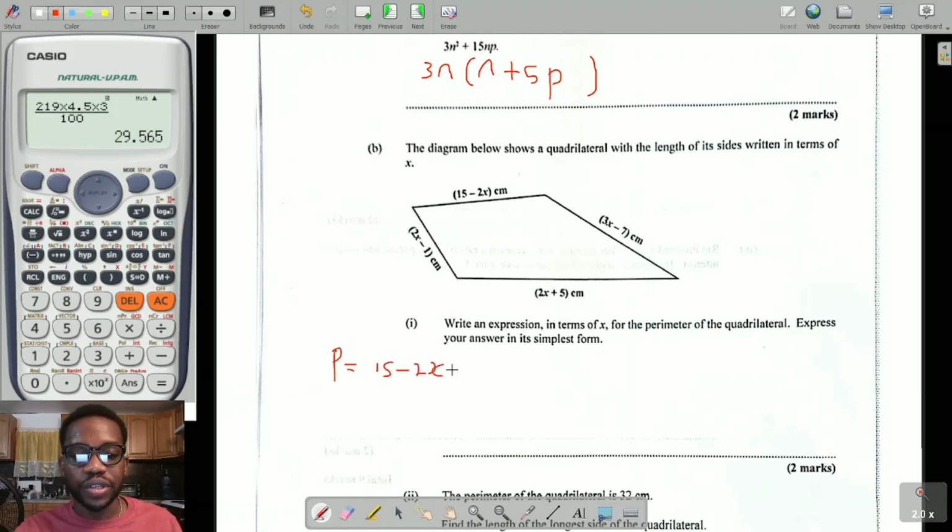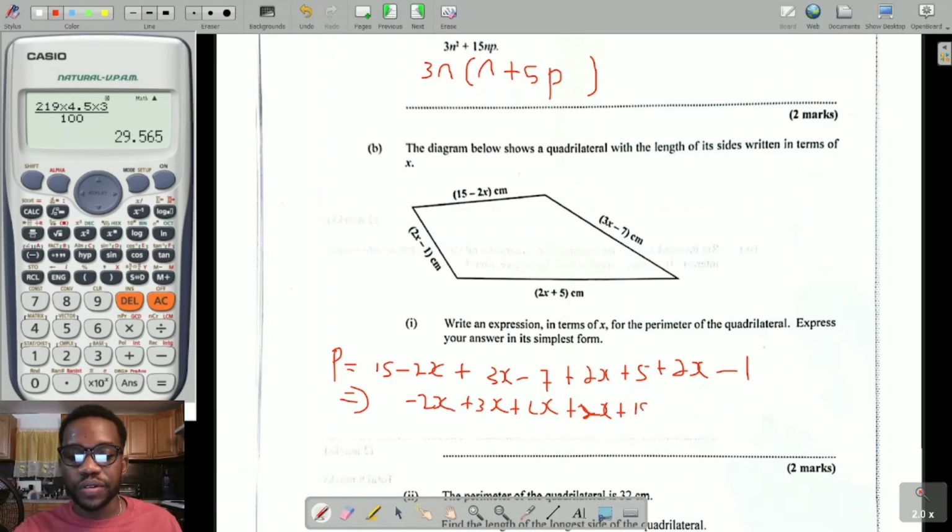15 minus 2x, it doesn't matter where you start from, plus 3x minus 7, plus 2x plus 5, plus 2x minus 1. And this is algebra. You're looking for like terms. Alright, so if you want me to put them together, minus 2x plus 3x, carry the signs with them as well, plus 2x plus 2x. Alright, numbers now, 15, then you have minus 7, there's a minus in front of the 7, so it's a minus 7. Then you have a positive 5, then you have a minus 1.